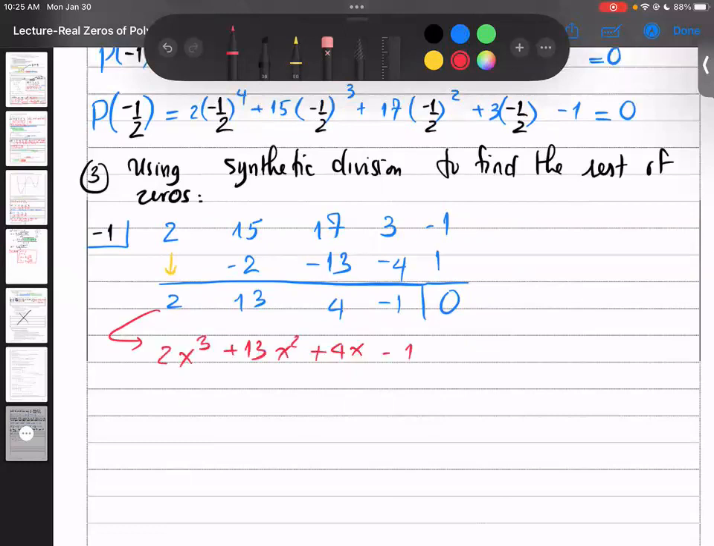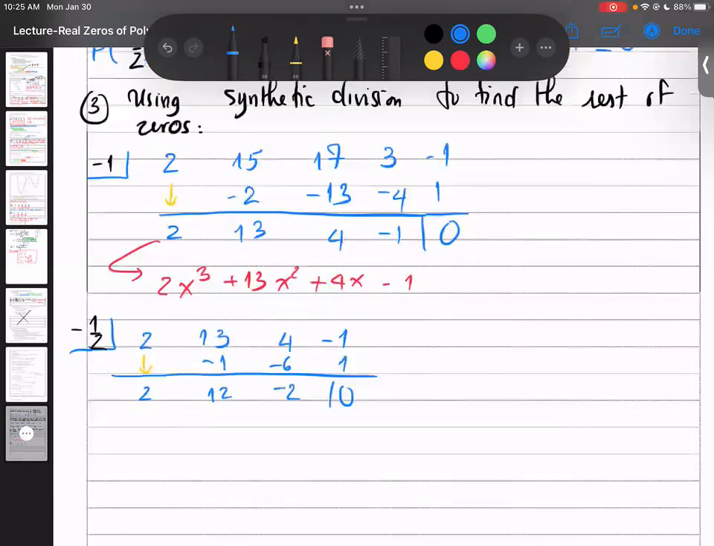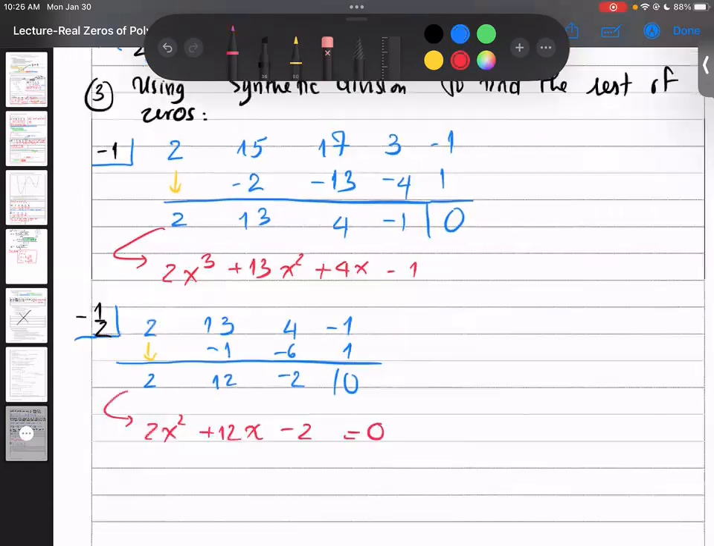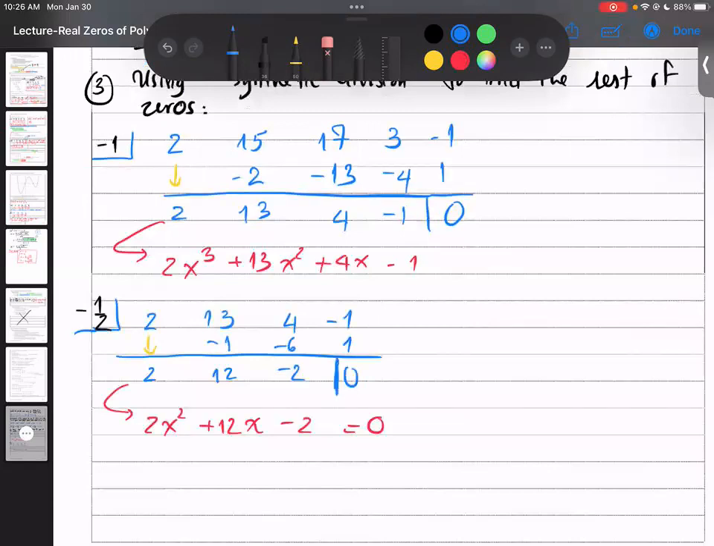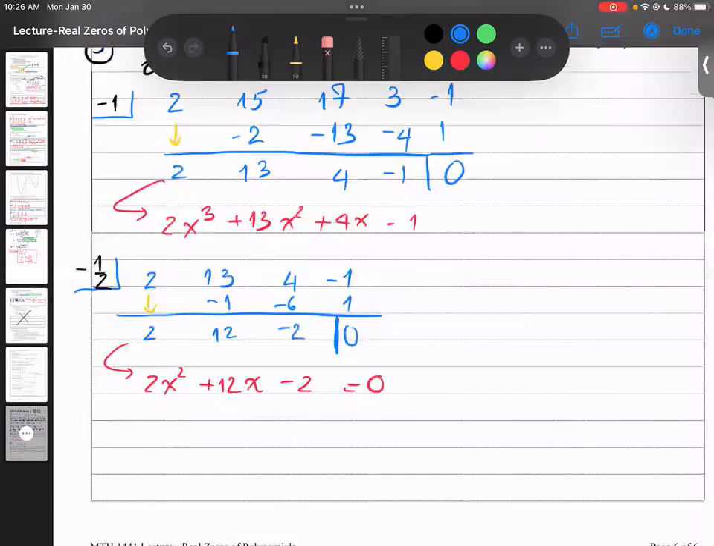Now you keep going. 2, 13, 4, negative 1. And then in the box, you put in the second 0, which is negative half. Two, negative half times 2 is negative 1. And then I have 12. Negative half times 12 is negative 6. Negative 2 times negative half is positive 1, 0. Can I divide both sides by 2? Yes, right. You don't have to, but it just makes your job easier in terms of computation. So x squared plus 6x minus 1 equals 0.